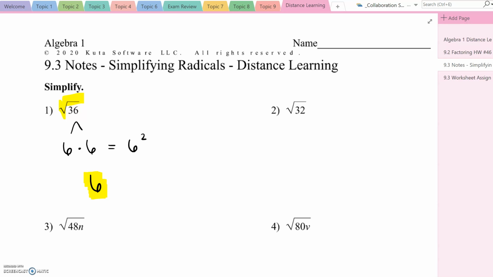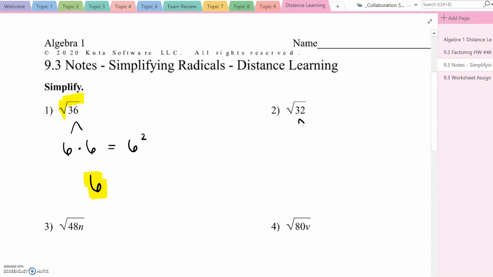Let's go ahead and move on to another problem where it's not a perfect square. So if you notice in problem 1, 36, a lot of you might have that memorized as a perfect square, which means an integer times itself gets us 36. Like 4 is 2 squared, 9 is 3 squared, so on and so forth. If we go over to number 2 here, the square root of 32, we don't have a number memorized that equals 32. There's no number multiplied by itself that equals 32. So we have to think a little bit more creatively on this problem.